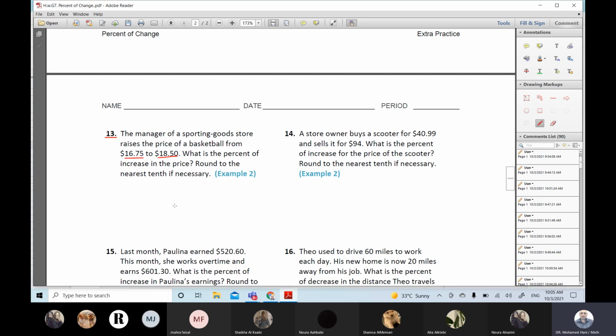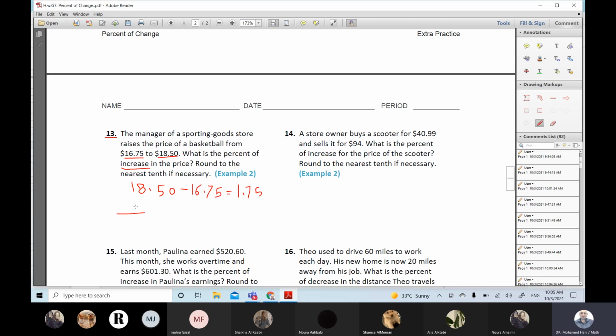Great. So here we have percent of increase. We want to find the amount of increase. So we can write here 18.50 minus 16.75 will be 1.75.